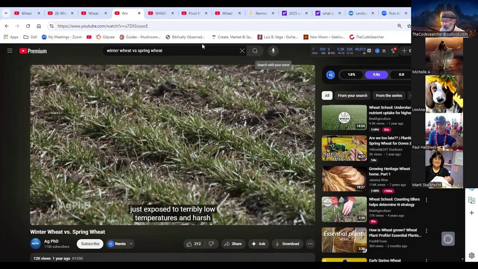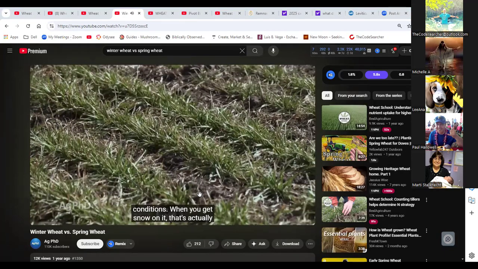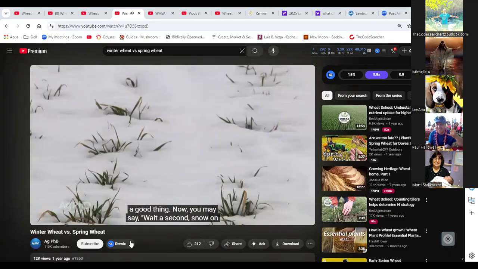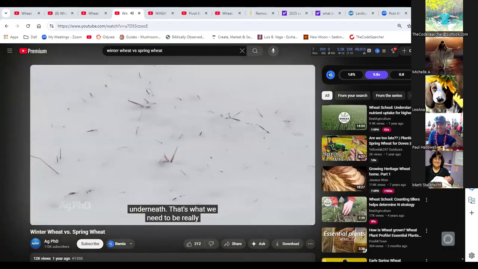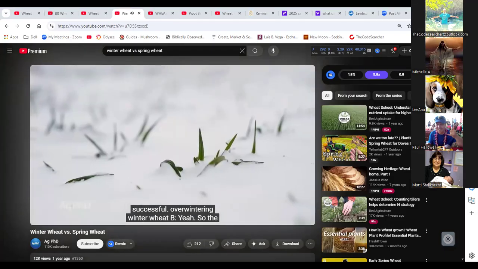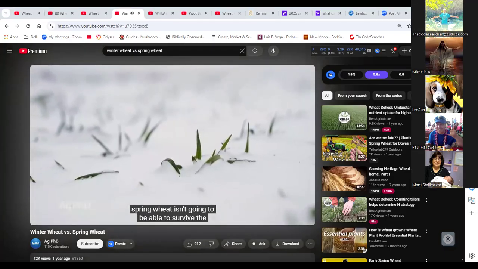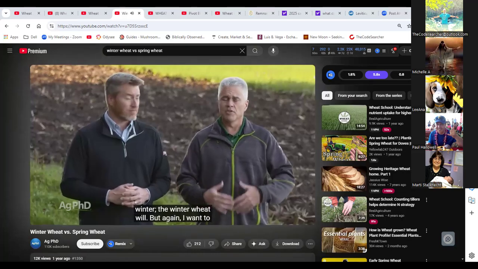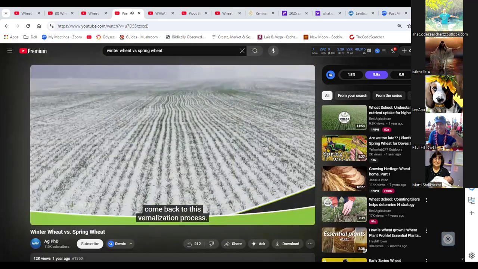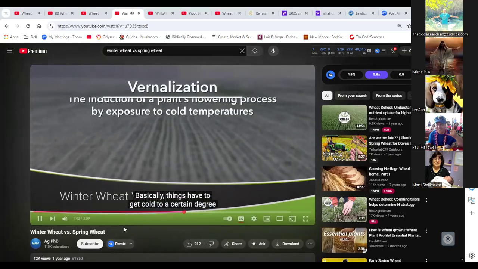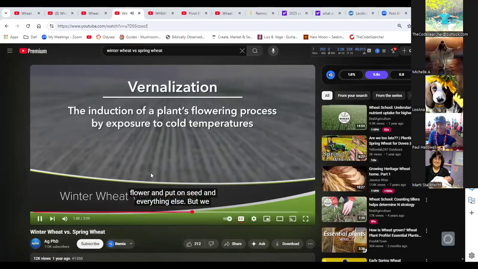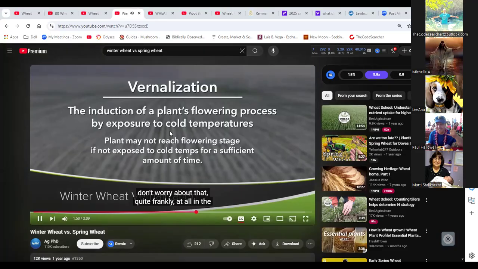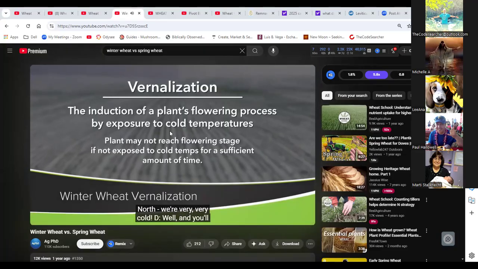Wheat is just exposed to terribly low temperatures and harsh conditions. When you get snow on it, that's actually a good thing. Now, you may say, wait a second, snow on top of plants, that can't be a good thing. Snow acts as insulation and it keeps that temperature constant underneath. That's what we need to be really successful overwintering winter wheat. Yeah, so the spring wheat isn't going to be able to survive the winter; the winter wheat will. But again, I want to come back to this vernalization process. Basically, things have to get cold to a certain degree in order for that wheat to go into the next year and flower and put on seed and everything else. But we don't worry about that, quite frankly, at all in the north. We're very, very cold.